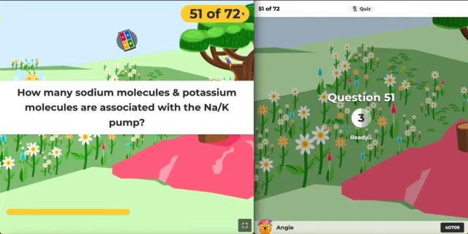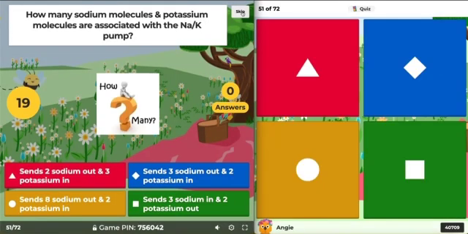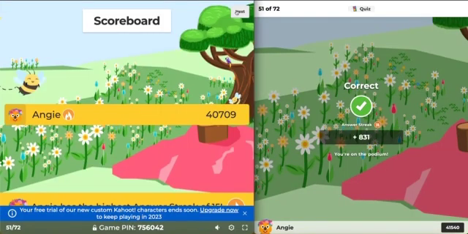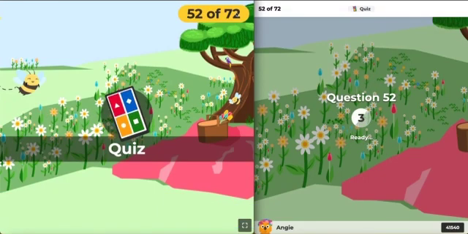Love this. How many sodium molecules and potassium molecules are associated with the NaK pump? It's going to send 3 sodium out and 2 potassium in every time. It's going to stay in that rhythm, and we can get into that later on, but with muscle contractions, sodium and potassium channels are how your muscle is going to stop contracting, in a sense. It's going to get your cell back to homeostasis, your muscle tissue.